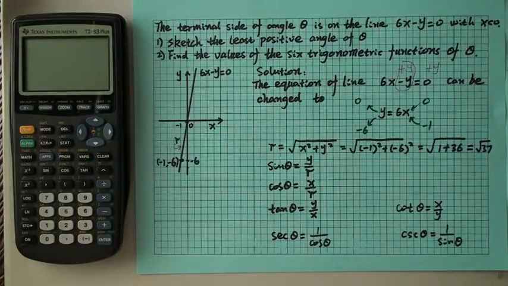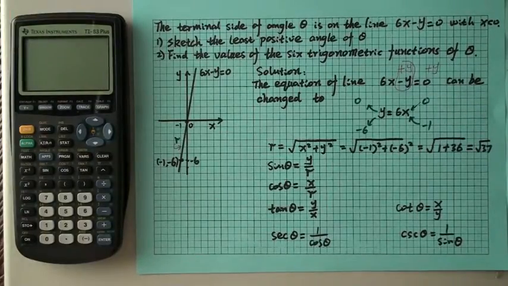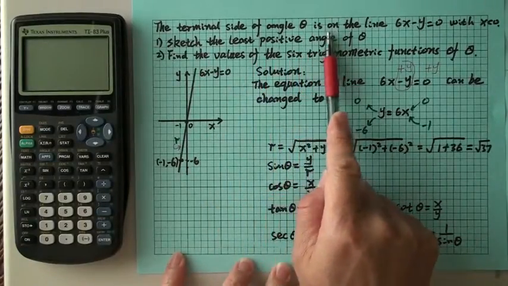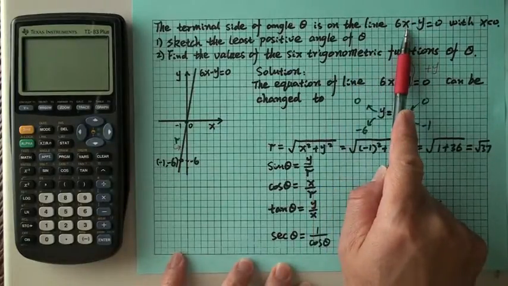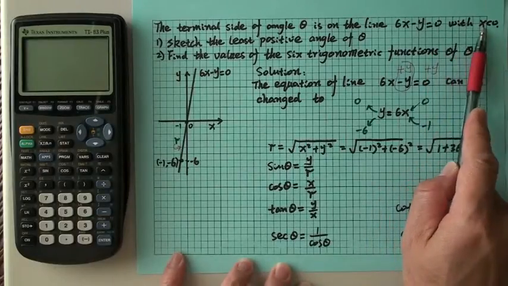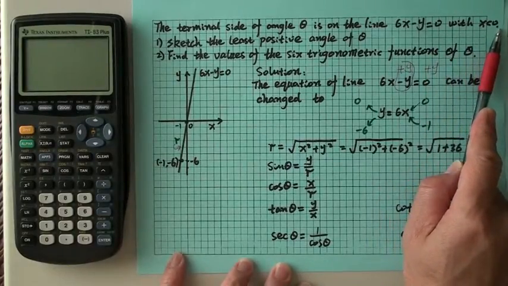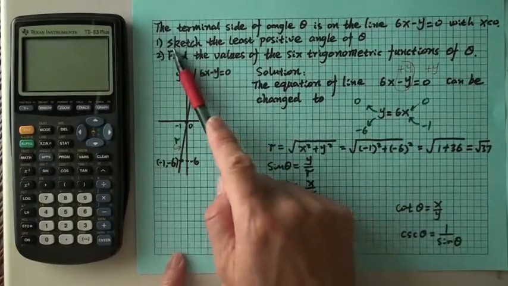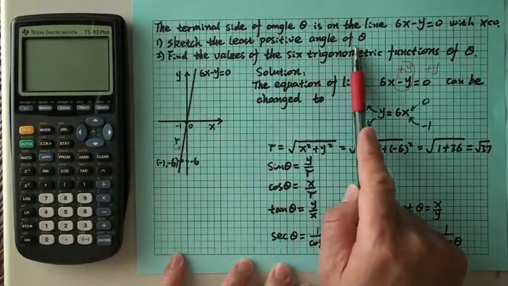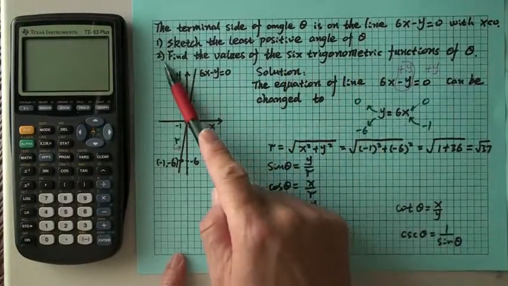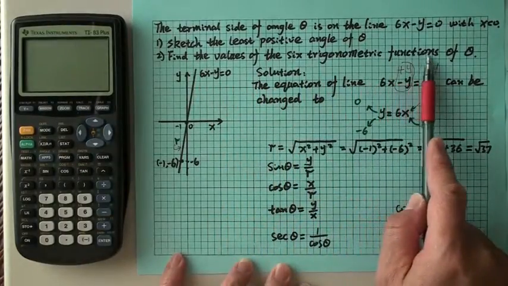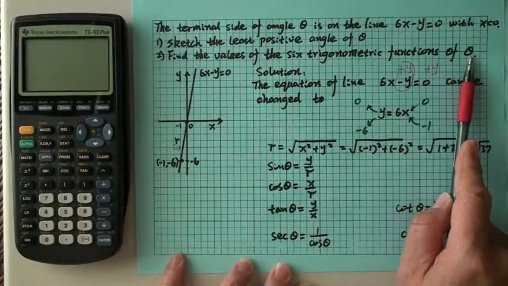Now, let's look at this example. This example says that the terminal side of angle theta is on the line 6x minus y equals 0 with x less than 0. It asks us to do, first, sketch the least positive angle of theta. Second, find the values of the 6 trigonometric functions of theta.